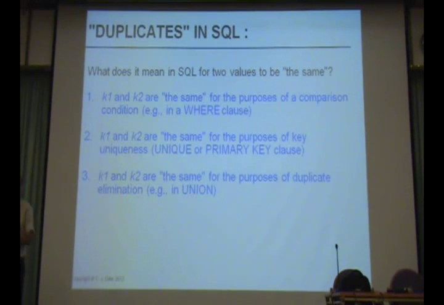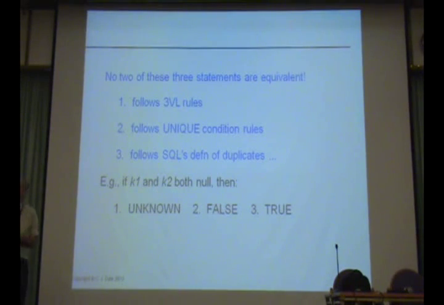Now, you're all SQL experts, you're supposed to be able to answer this question, but I wouldn't be that mean. I'll tell you what the answer is. No two of those three statements are equivalent. The first one, the WHERE clause stuff, follows the rules of three-valued logic. The second one follows the rules of an operator in SQL called UNIQUE. And the third follows SQL's definition of duplicates. In particular, if K1 and K2 happen both to be null, then the first one gives unknown, the second gives false, and the third gives true.